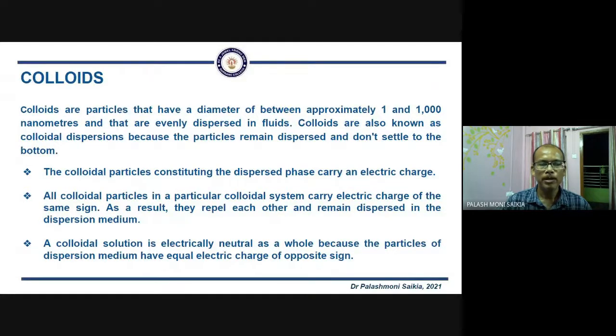Another thing is, because of the presence of electrical charge, there is electrostatic repulsion. These repulsive forces force them to remain dispersed, and they cannot agglomerate or aggregate together as precipitate. And that is how they maintain the stability of the colloid. So this is very simply what colloids are.